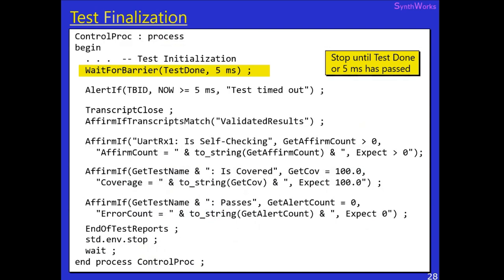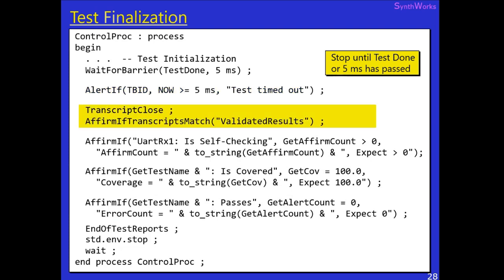So wrapping up, coming back to the control process. The first thing we check is, did we time out? Well, now is a VHDL function that returns your current simulation time. And if now is greater than your timeout, then you timed out.